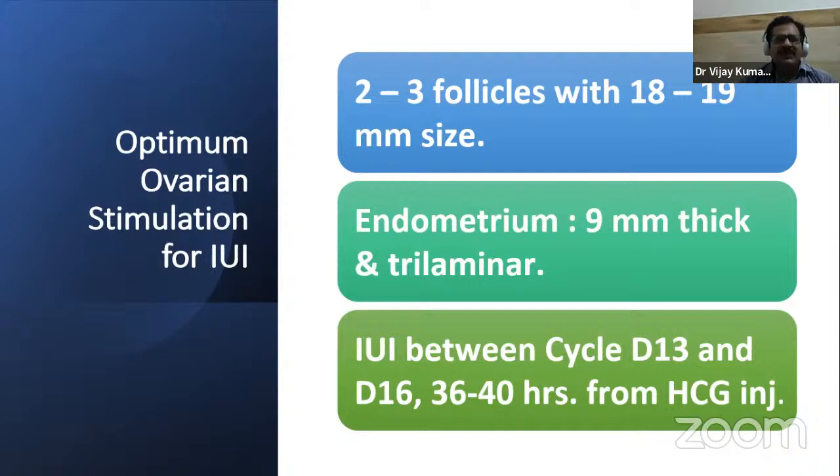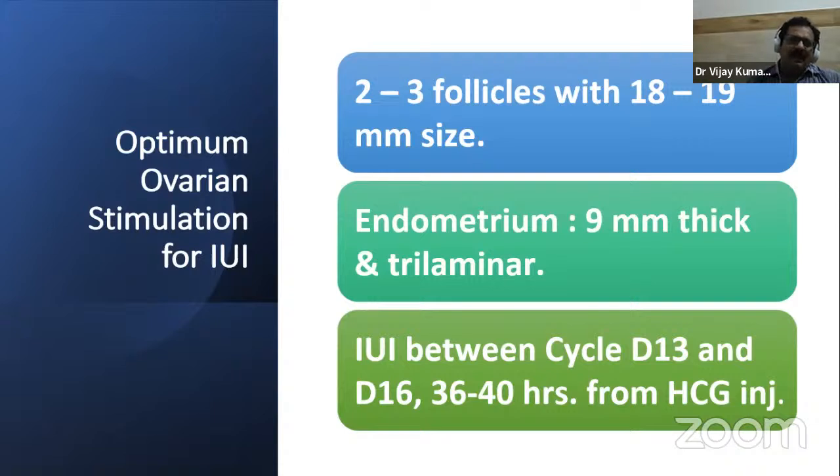And it is also understood that the endometrium has to be in the trilaminar pattern. That is, there should be 3 lines. The outer 2 lines will be the endomyometrial junction, and the inner 1 line will be the endometrial cavity, which mimics a line. So it is understood that this trilaminar pattern of the endometrium is more appropriate for the reception of the fertilized ovum and thereby leading to a successful pregnancy.